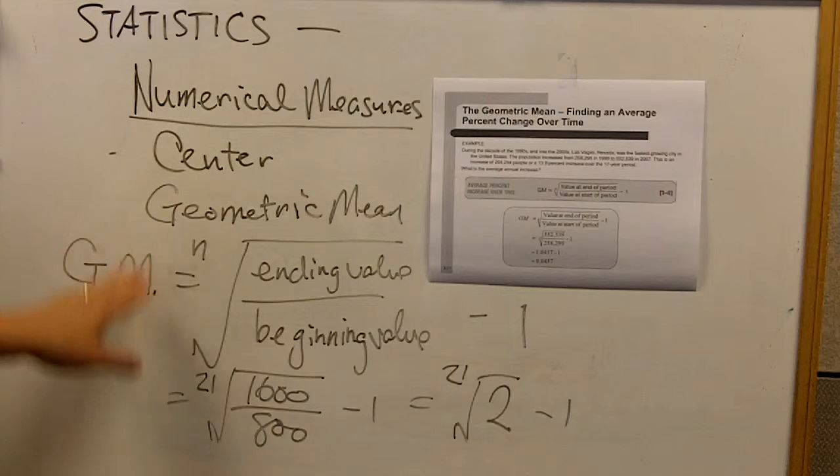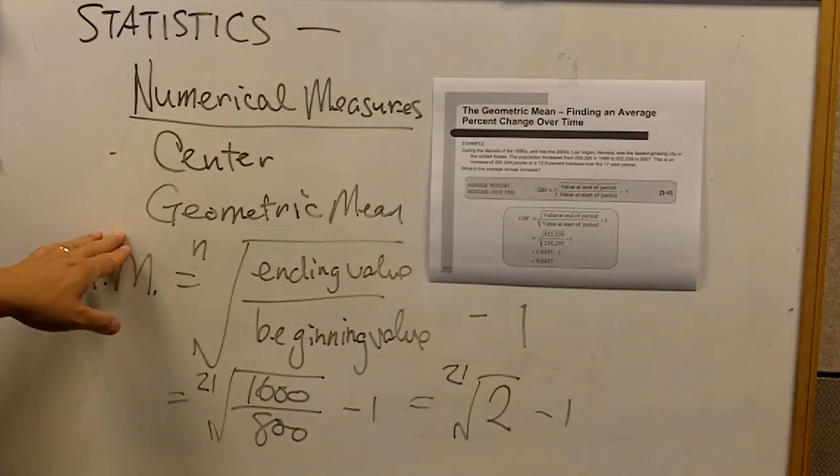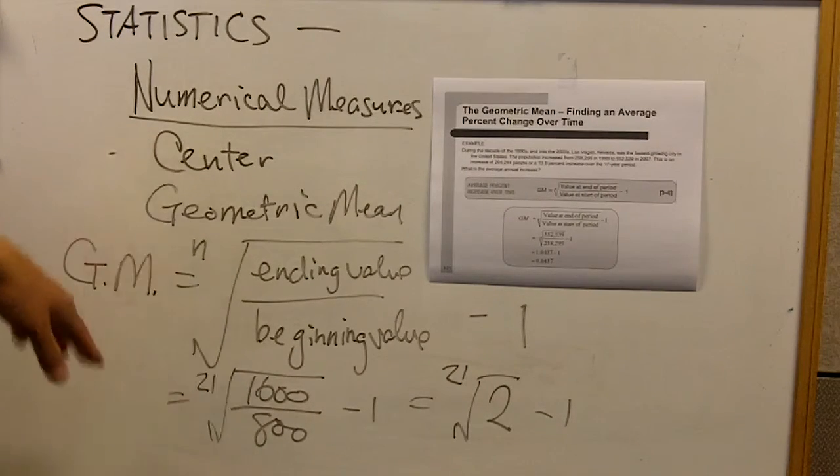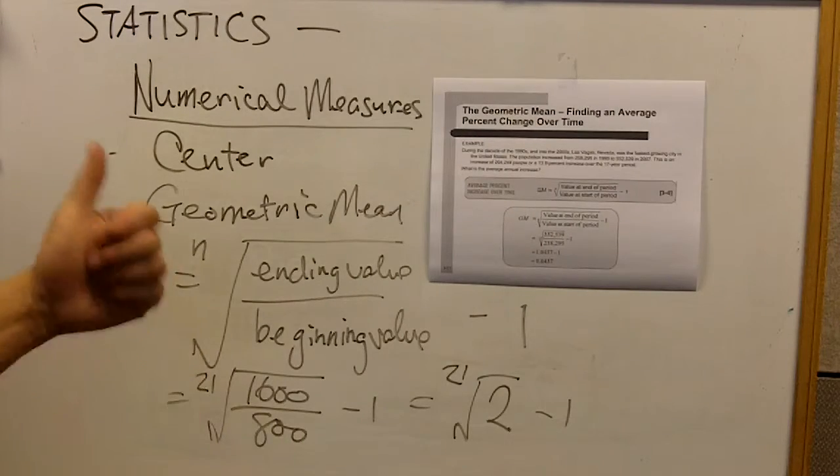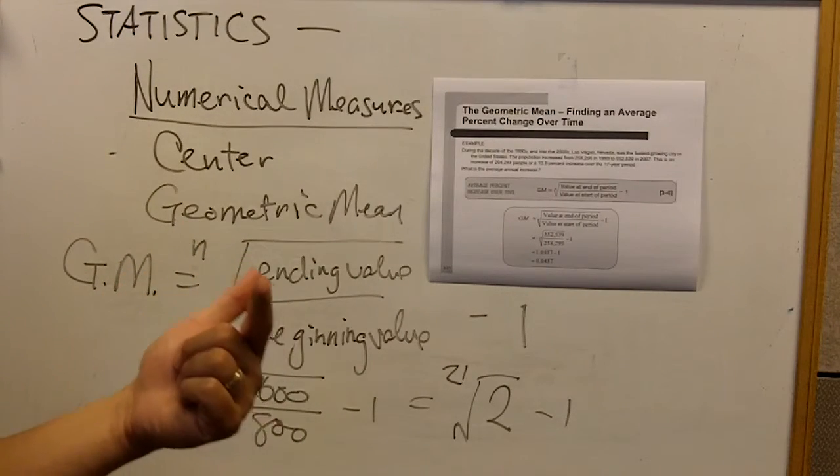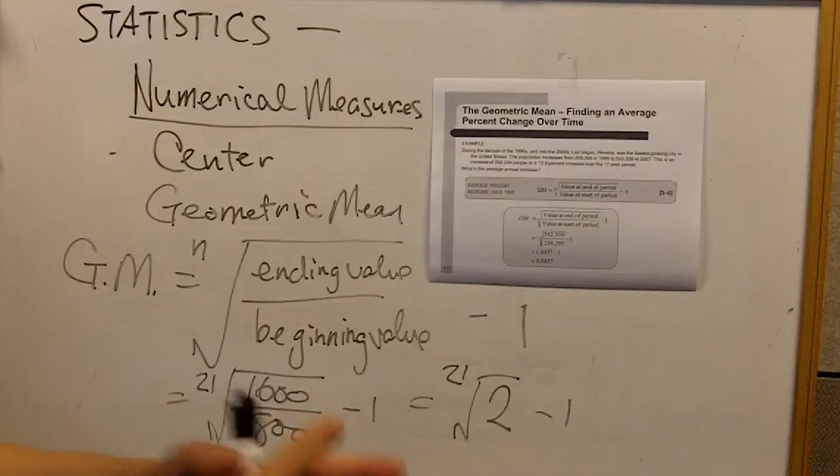So this is the geometric mean, and along with the other three measures, mean, mode, and also the median, we would be able to describe the center of the data distribution.